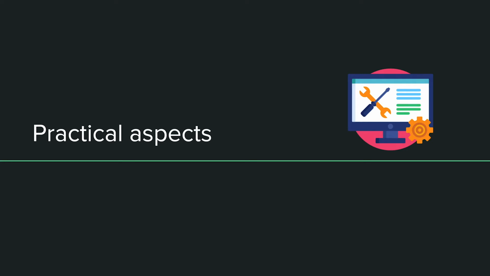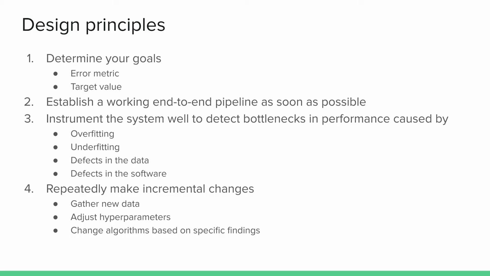Some of the practical aspects. When you're designing your machine learning algorithm and your pipeline, I would recommend you to do it in the following way. First, determine your goal. That should be your first priority. You should come up with an error metric and a target value for that error metric. Think about something that makes sense for you and for your problem. For example, if you're doing image classification, you would like to have a high F-score, I'm sorry, or a high accuracy of that classification performance.